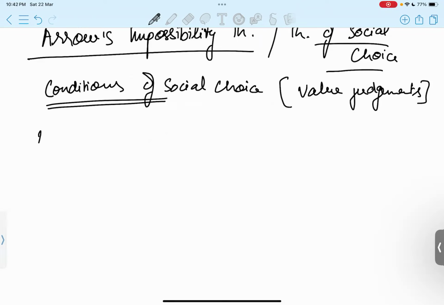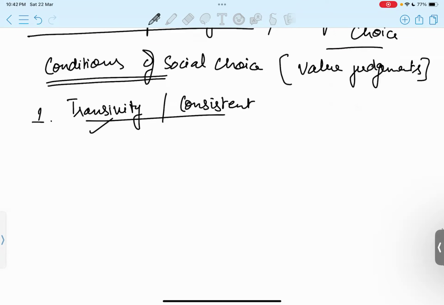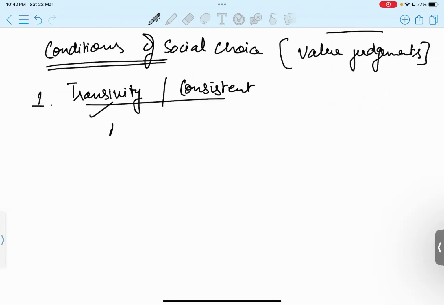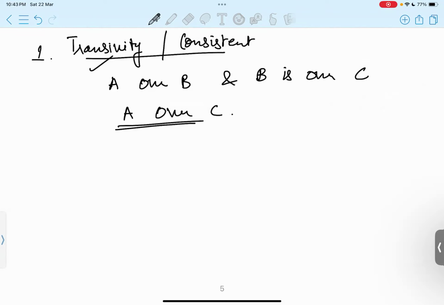So the first condition is transitivity, which we have covered also. Transitivity, or we can say, consistency. When we say that the preferences need to be consistent, it also means we're talking about the transitivity condition. So if A is preferred over B and B is preferred over C, then it's natural that A is preferred over C. So this transitivity needs to be satisfied.